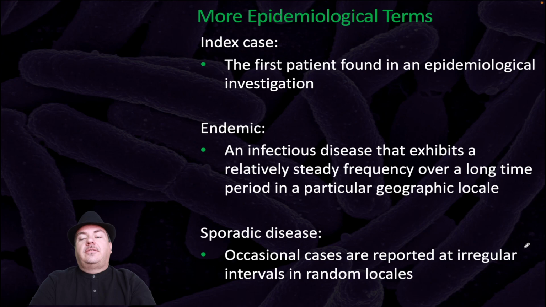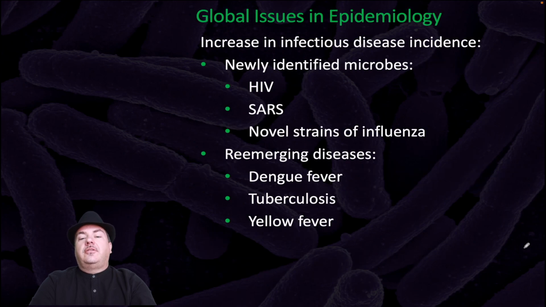Endemic is an infectious disease that exhibits a relatively steady frequency over a long time period in a particular geographic locale. Sporadic disease is when occasional cases are reported at irregular intervals in random locales. Global issues in epidemiology include an increase in infectious disease incidence. This can be from newly identified microbes like HIV, SARS, or novel strains of influenza, or re-emerging diseases such as dengue fever, tuberculosis, and yellow fever.